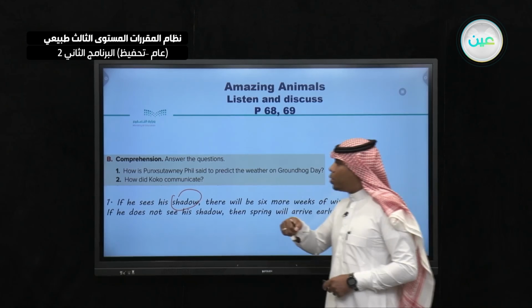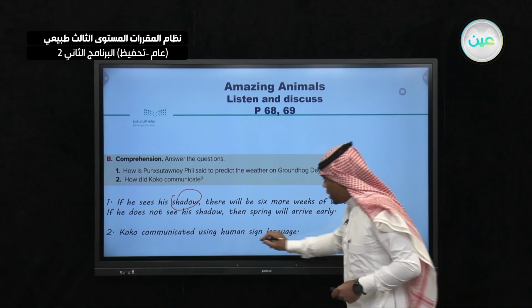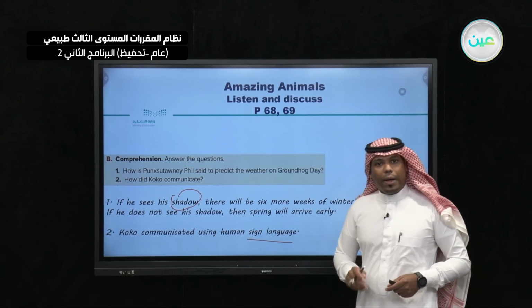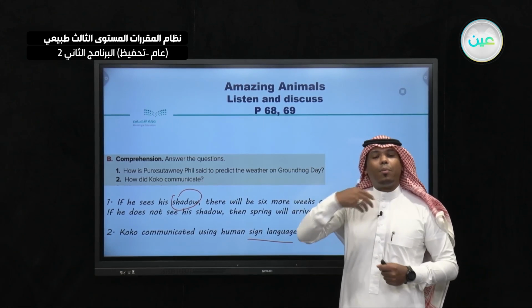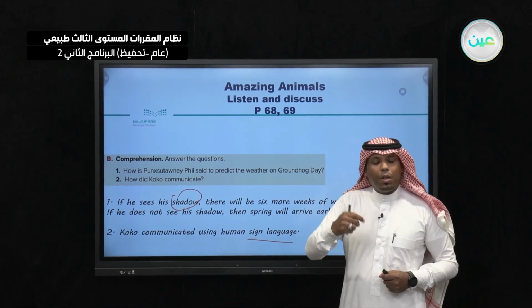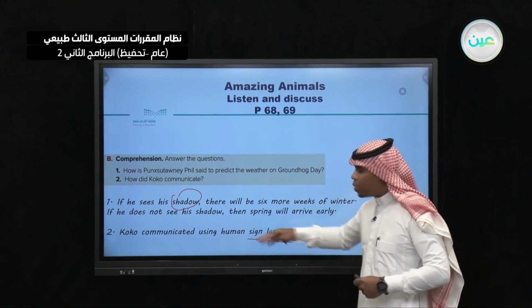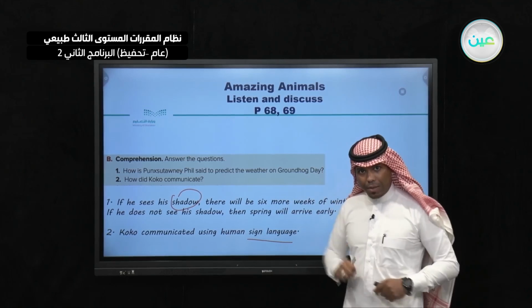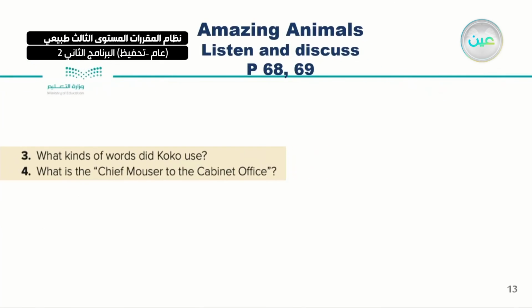What about number 2? How did Coco communicate? So here Coco communicated using a human sign language. What does it mean, a human sign language? It's a language used for deaf people who cannot, for example, speak or talk, and sometimes they cannot hear, so they use sign language with their hands. Let's go to number 3.